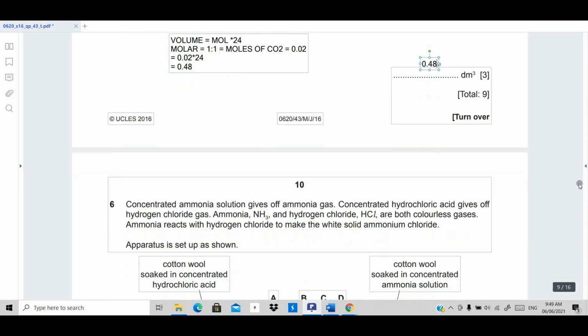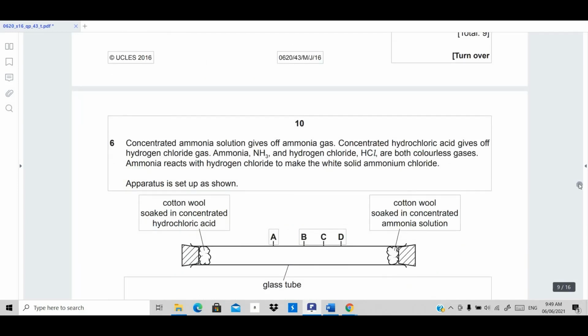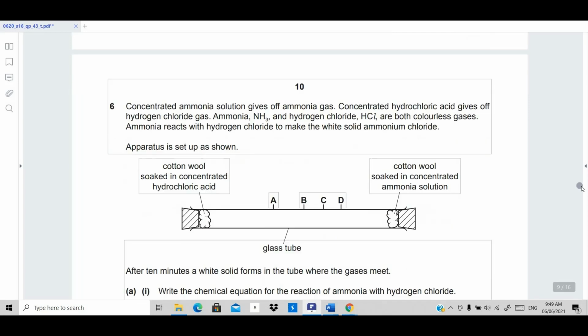Okay. Moving on to the sixth question. Concentrated ammonia solution gives off ammonia gas. Concentrated hydrochloric acid gives off hydrogen chloride gas. Ammonia NH3 and hydrogen chloride HCl are both colorless gases. Ammonia reacts with hydrogen chloride to make the white solid ammonium chloride.